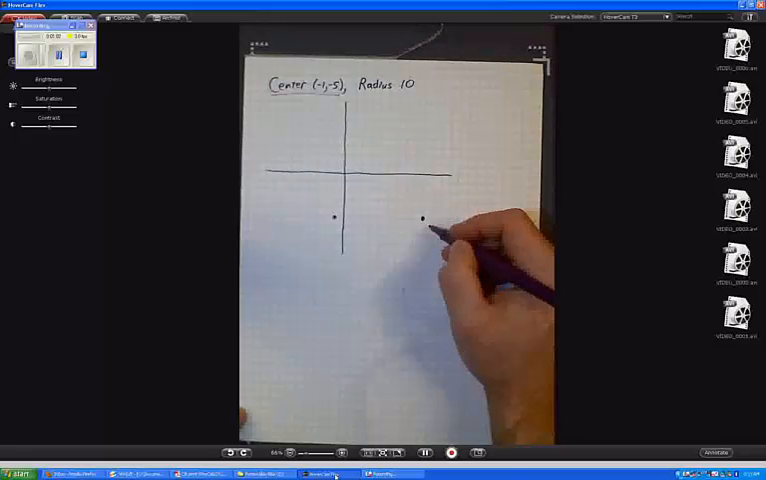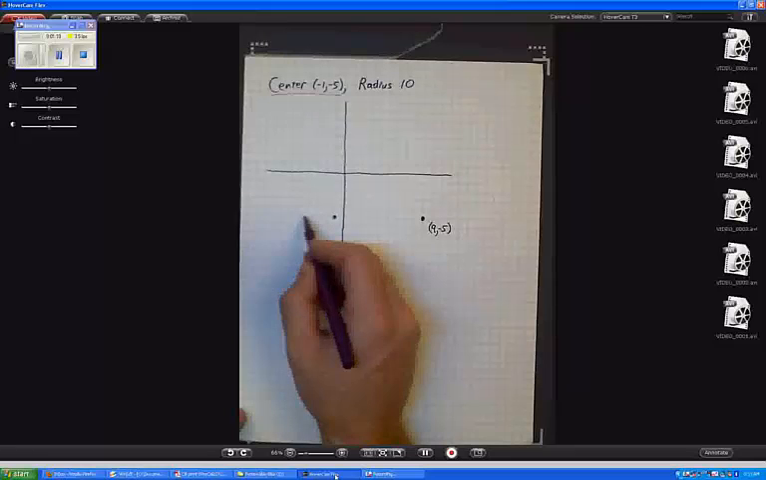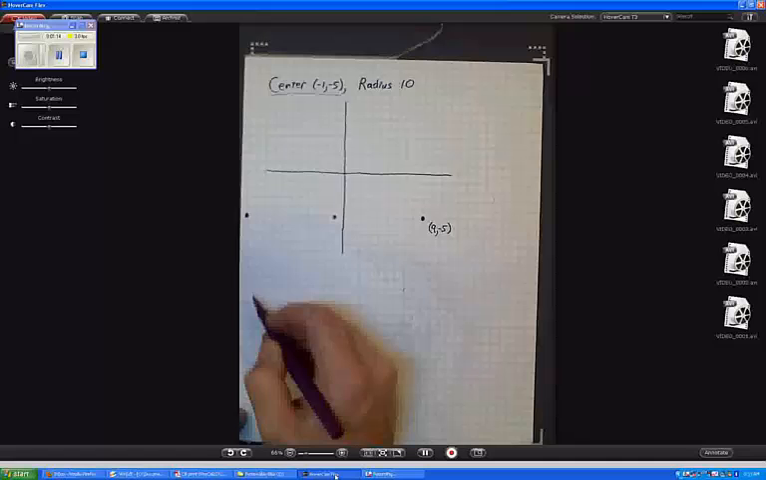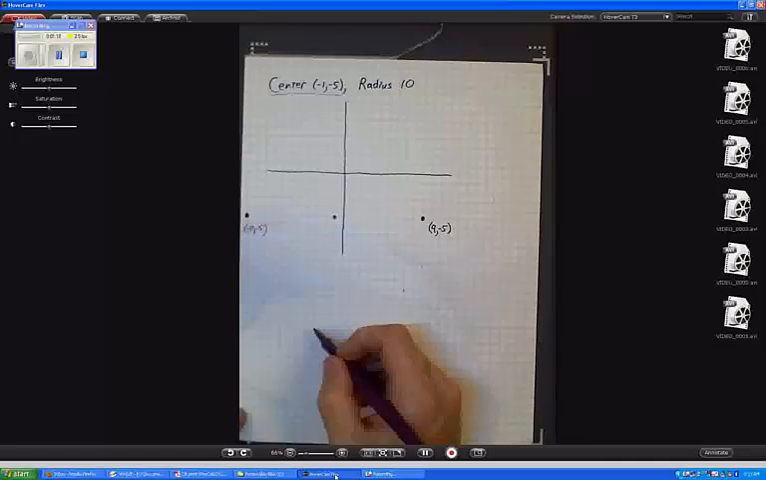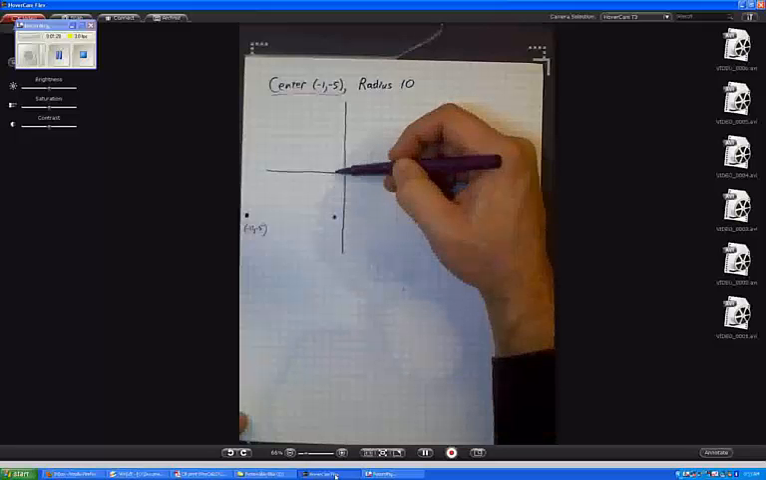I guess it would be 9, negative 5, right? And I could go out here, 1, 2, 3, 4, 5, 6, 7, 8, 9, 10, 11, negative 11, negative 5. Okay? You get the idea. You'll make this easier on yourself if you have graph paper. You'll make this easier on yourself if you have a compass, actually. 4, 5, 6, 7, 8, 9, 10.